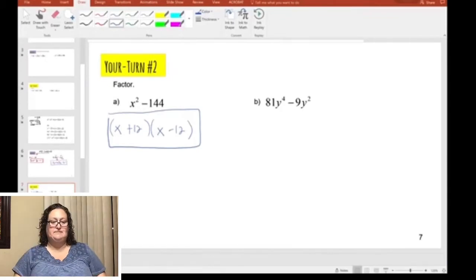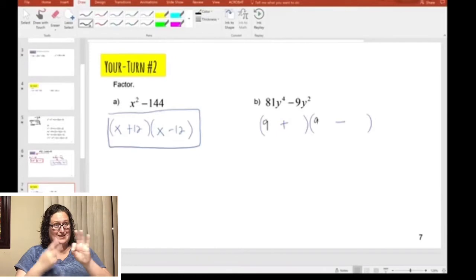Okay, let's look at part B. We have 81y to the fourth minus 9y squared. This one's a little tricky, but let's check it out. So we know one's positive and the other factor is negative. Okay, class, now what makes 81? That's going to be 9 times 9. 9 times 9 makes 81. What about y to the fourth power? Y to the fourth power is y squared times y squared.